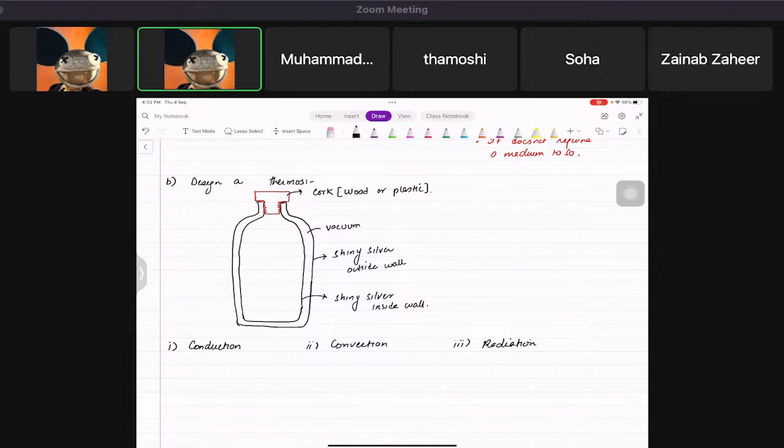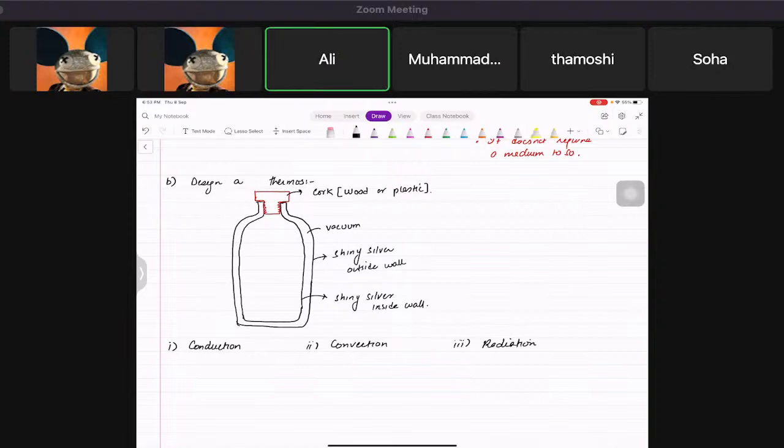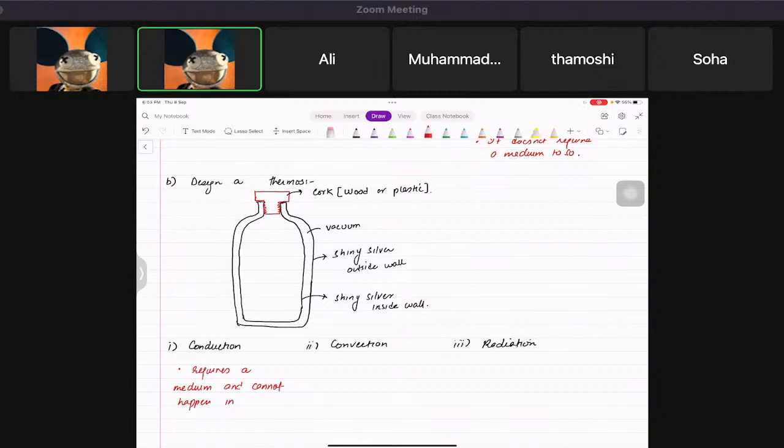Anybody can tell me? Because there is a vacuum. Okay, and what does the vacuum do? Sir, conduction requires a medium to travel through. Okay, yes, that is correct. So conduction requires a medium and cannot happen in a vacuum. So that would cause the heat not to go outside or come in from the outside, right? So the walls would stop it.